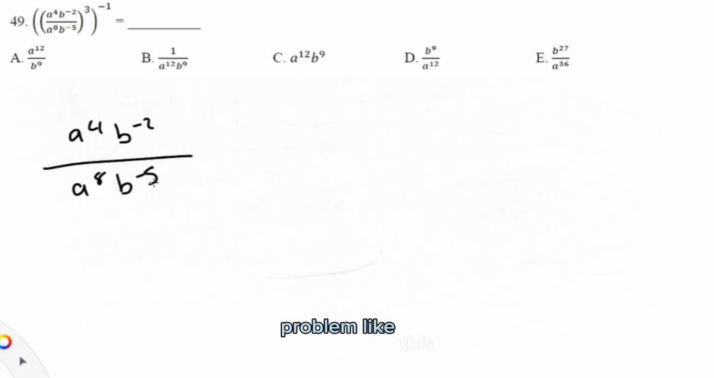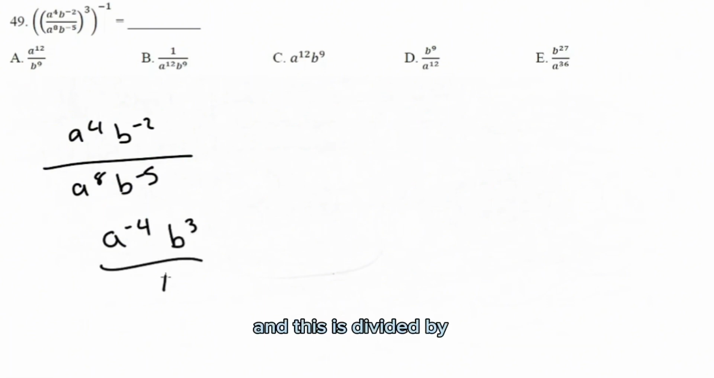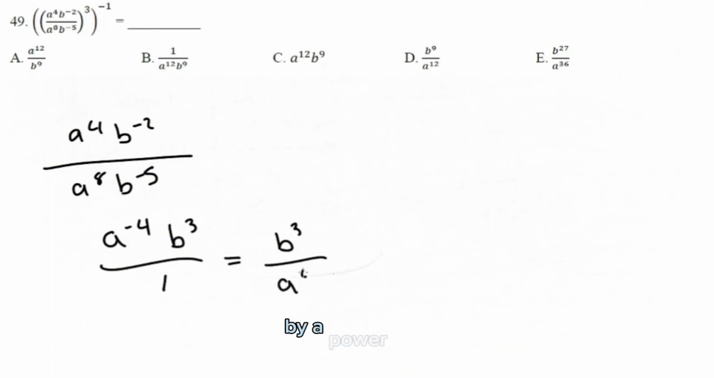When you have a problem like this, where you have the same variable on top and bottom, and you're just dividing with different exponents, you can just subtract the bottom exponent from the top exponent. So 4 minus 8 would be negative 4. So this becomes a power negative 4, and b power negative 2 minus negative 5 is just negative 2 plus 5, which is 3. So b power 3. And this is divided by 1 because there's nothing on the denominator. However, when you have a negative exponent, you can get rid of it by bringing it down to the denominator. So this now becomes b power 3 divided by a power 4.